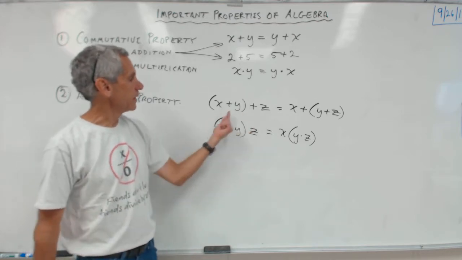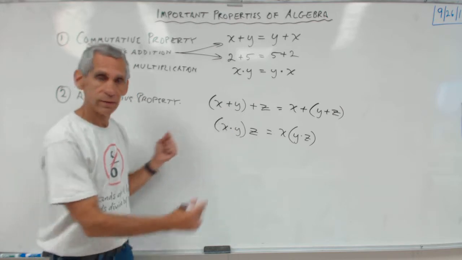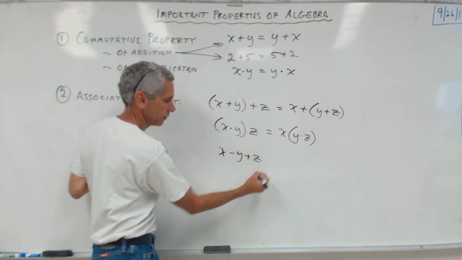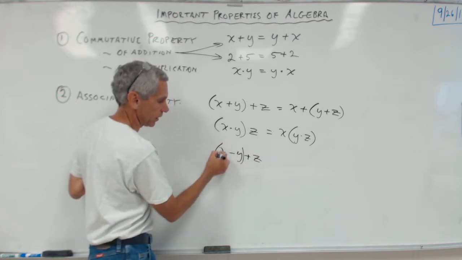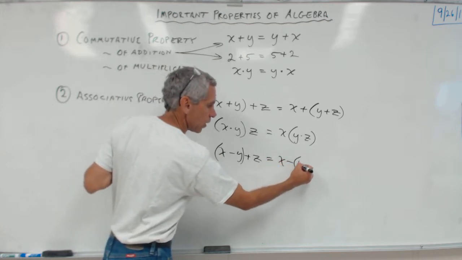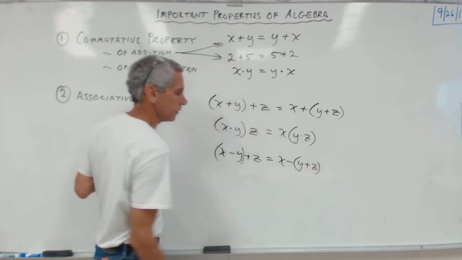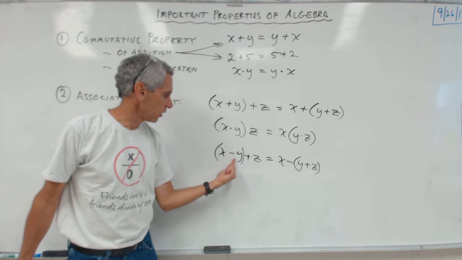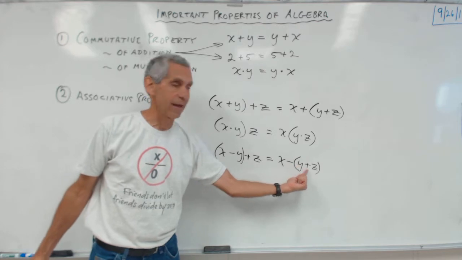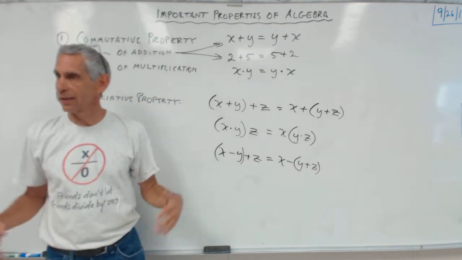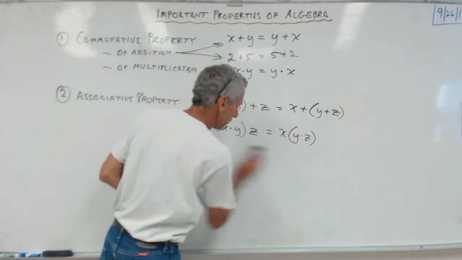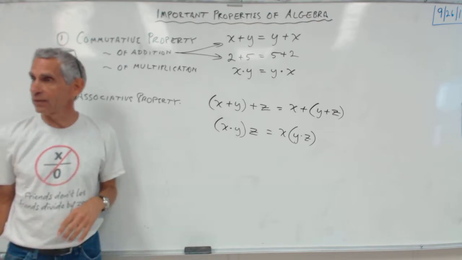But if I suddenly did subtraction, it would not work so well. Because if I had a negative here, watch this. If I had x minus y plus z, and I have this, does that equal this? X minus y plus z. No, it doesn't. Because this negative sign here did not affect the z. But here, the negative sign affects the y and the z. And we'll talk about that in a second. That's called the distributive property. That's the next property we're going to talk about. So again, with associative property, it only really works for addition and multiplication, okay?